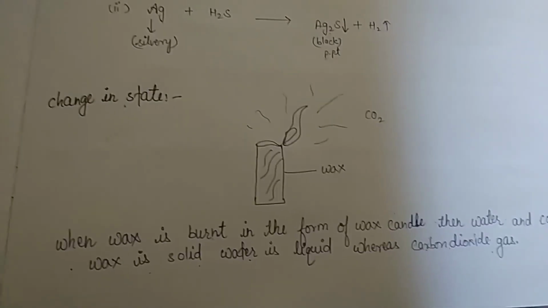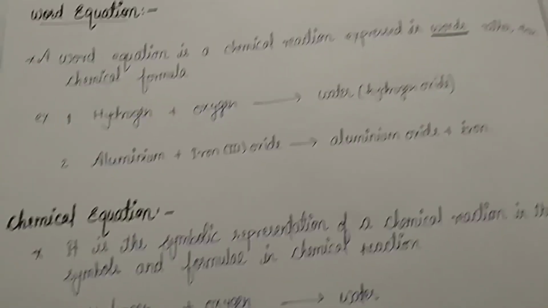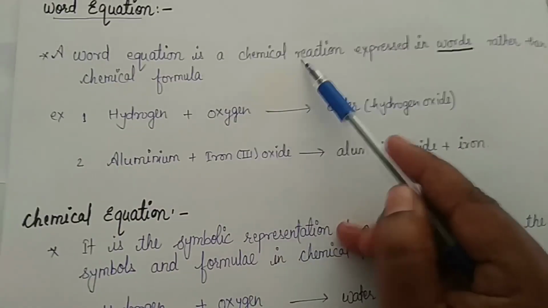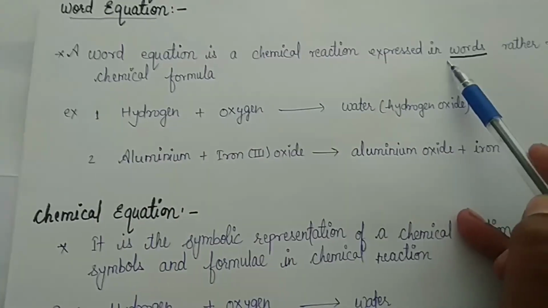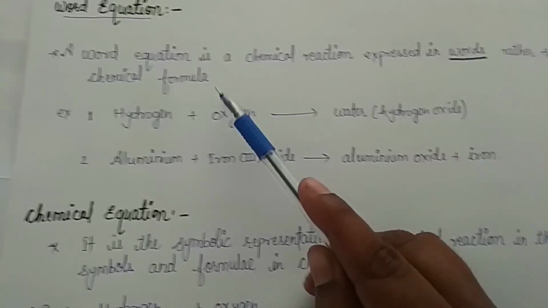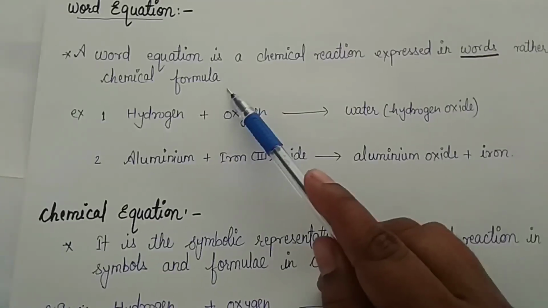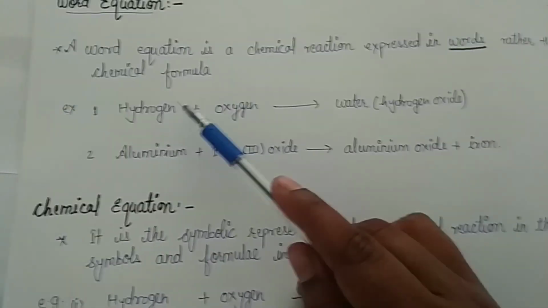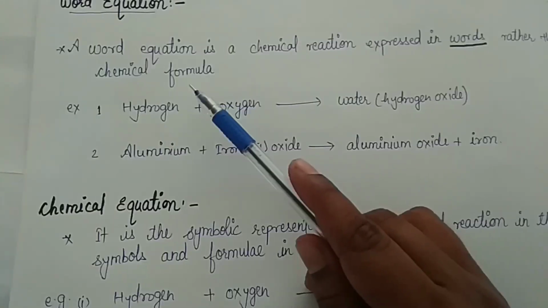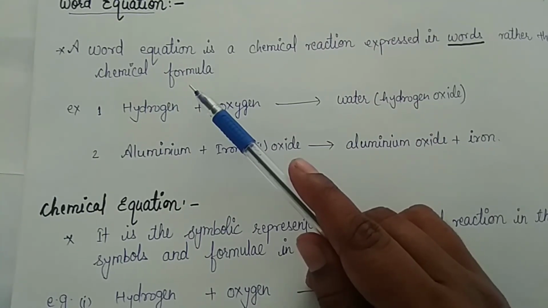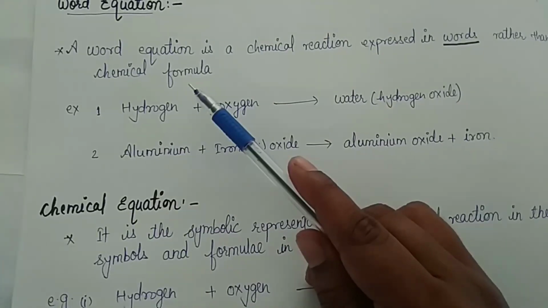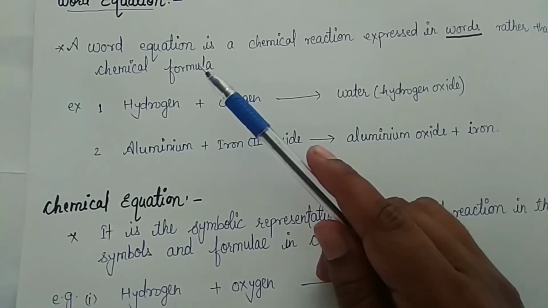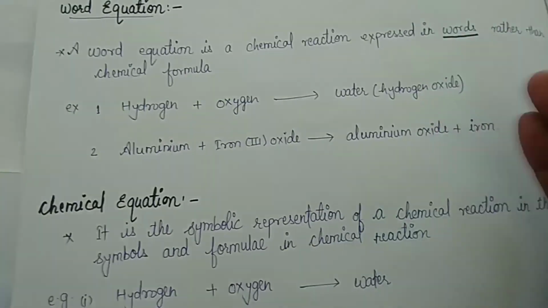Clear children? Now see children, our next topic is word equation. A word equation is a chemical reaction expressed in words rather than chemical formulas. It means word equations are always expressed in words rather than chemical formulas. Meaning we will not get any chemical compounds, atoms, symbols of atoms, or molecular formulas. We will get the chemical reaction expressed only in words.